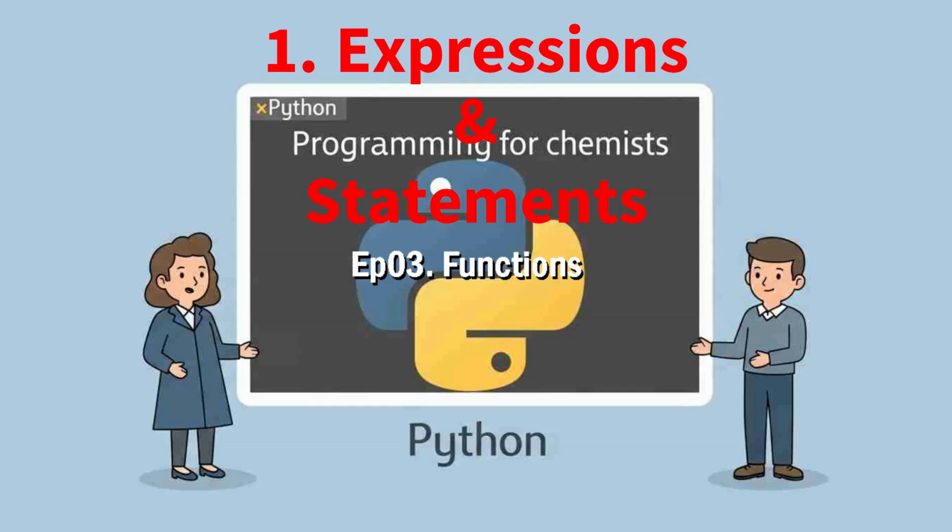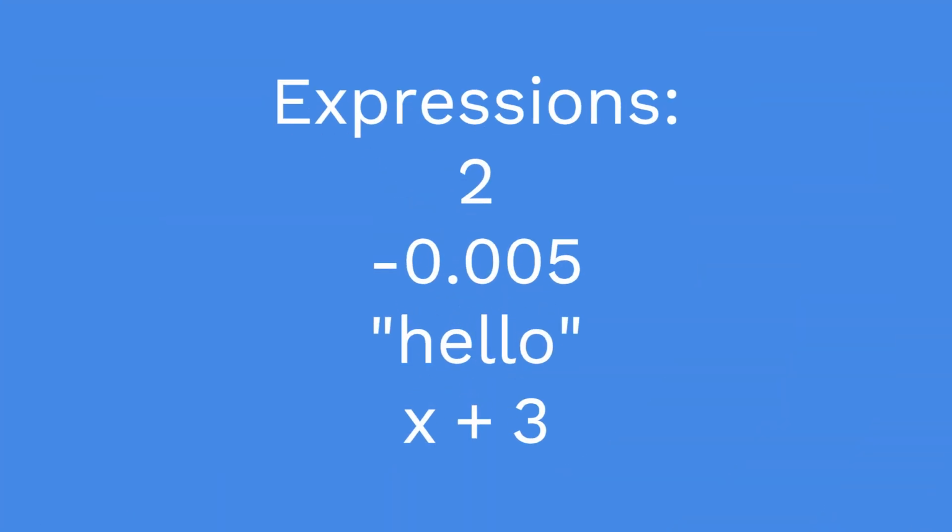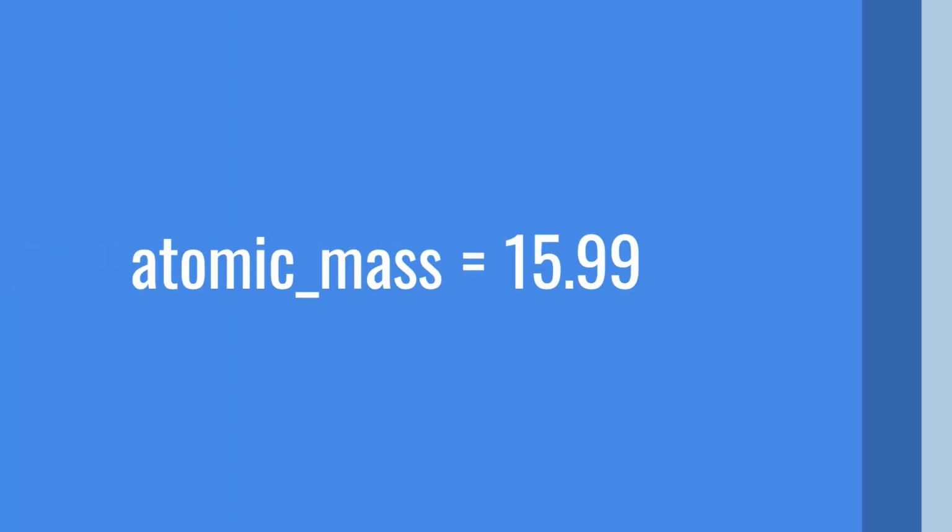Quick review. Let's warm up with a foundational idea. In Python, an expression is anything that has a value. Numbers like 2, -0.005, strings like hello, or even something like the math expression x plus 3. If I write atomic mass equals 15.99, both atomic mass and 15.99 are expressions because they each represent a value.